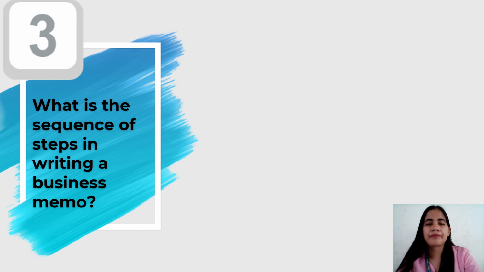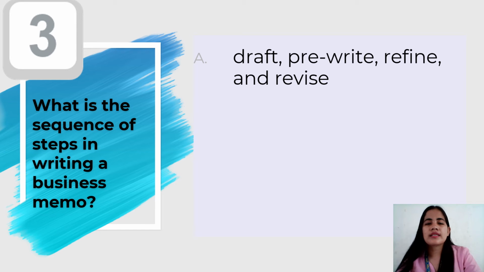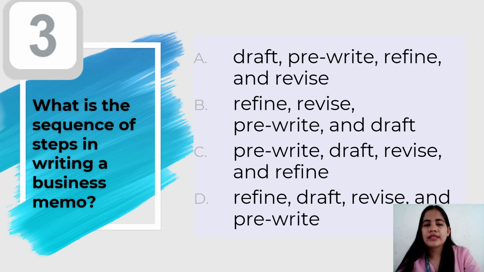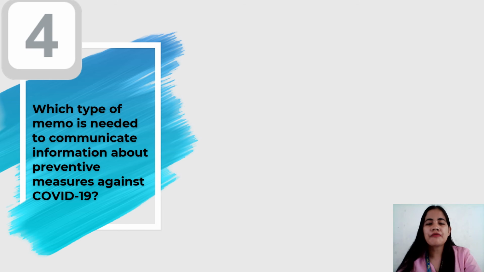Okay, number 3. What is the sequence of steps in writing a business memo? A. Draft, rewrite, refine, and revise. B. Refine, revise, rewrite, and draft. C. Rewrite, draft, revise, refine. D. Refine, draft, revise, and rewrite. So what's your answer?